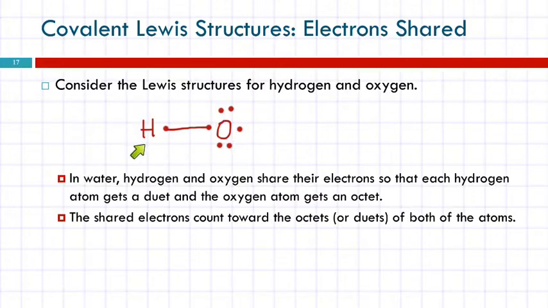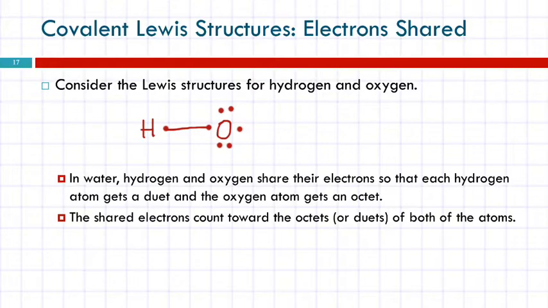So hydrogen now looks at this situation and says, I've got 2 electrons. I'm good. I'm happy. That's duet rule. I've got 2. I'm good. The oxygen looks at the situation and says, I've got 2, 4, 6, 7. This is better, but I don't have 8.